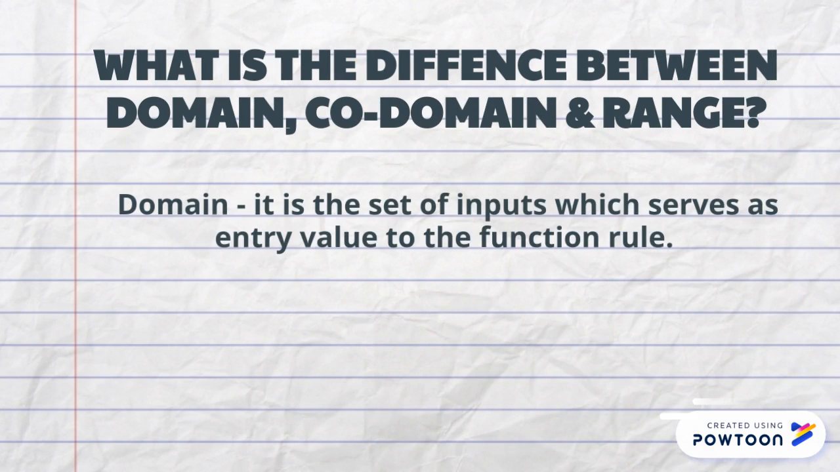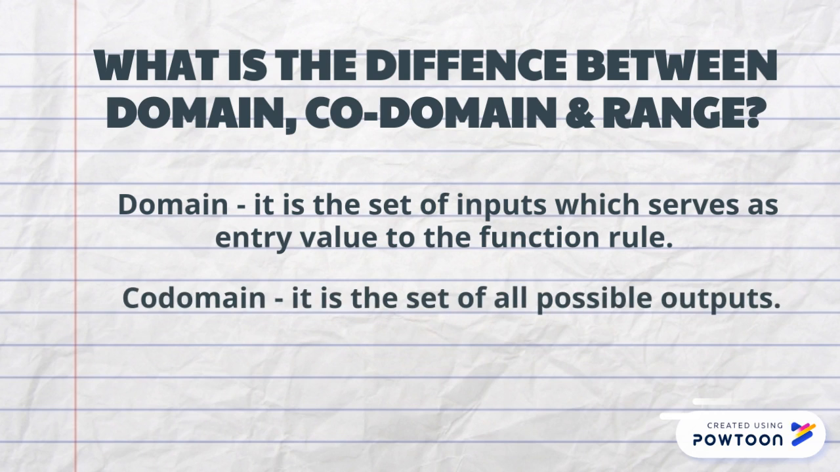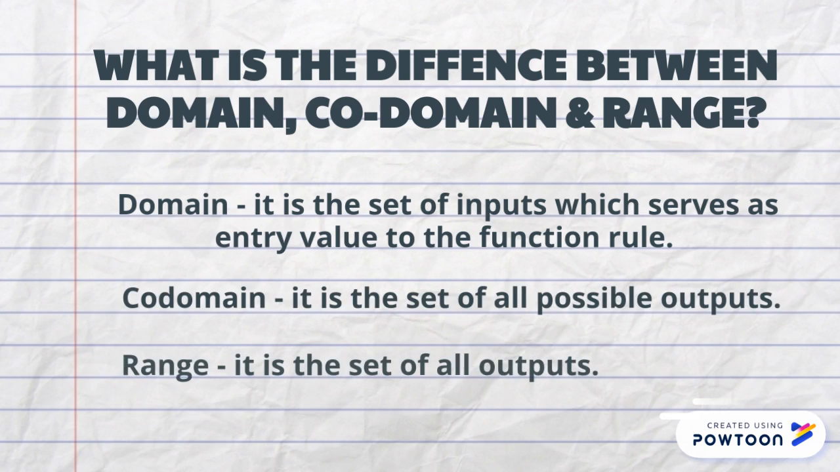Domain: it is a set of inputs which serves as entry value to the function rule. Codomain: it is a set of all possible outputs. Range: it is a set of all outputs.